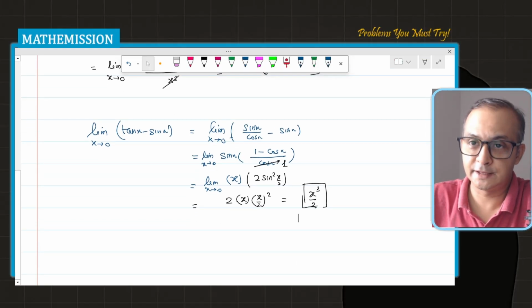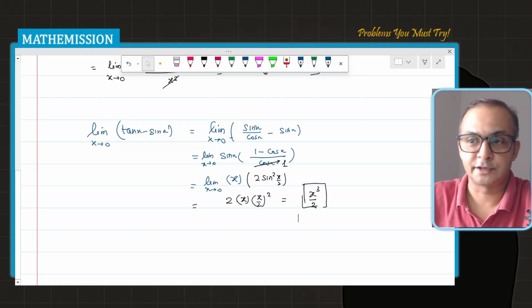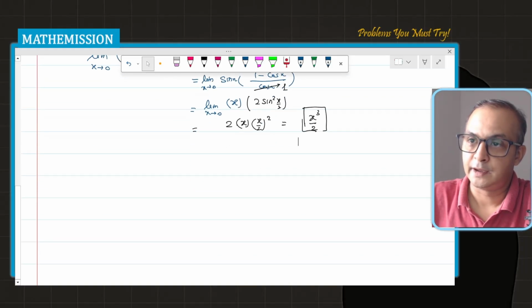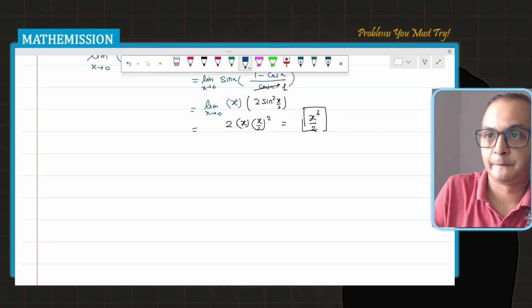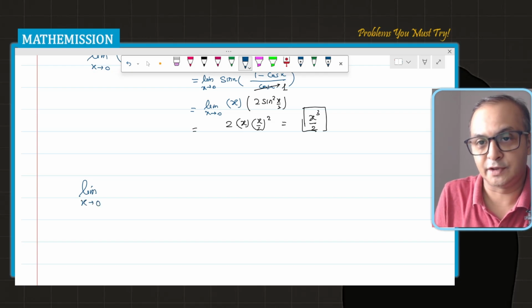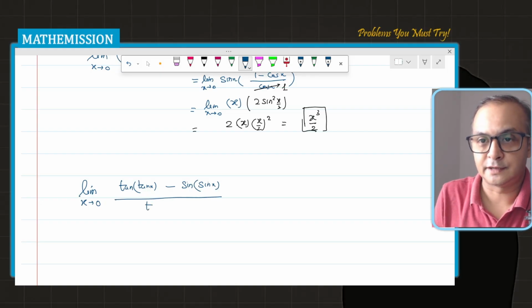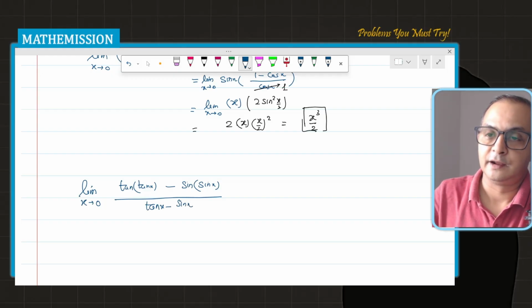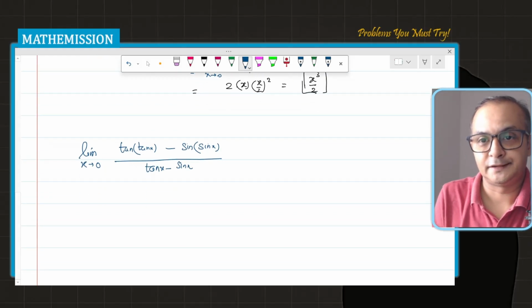So whenever I see the tan x minus sin x expression anywhere, I can directly write it as x cubed by 2. In fact, there was one question. It was asked perhaps this year in JEE Main. The tan x minus sin x divided by tan x minus sin x. I will come to that question. So how can we approach this one?